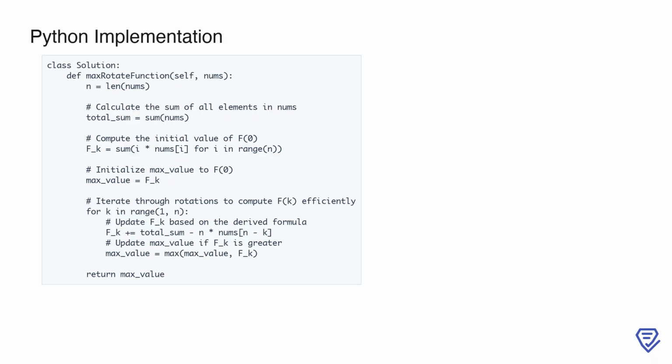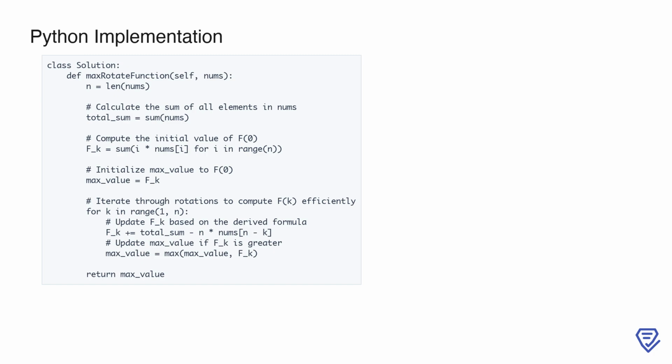This implementation efficiently calculates the maximum rotation function value for a given array. First, we note that the naive approach, which computes f(k) for all possible rotations explicitly, would be computationally expensive with a time complexity of O(n squared). Instead, we derive an optimized formula for f(k) in terms of f(k-1) to achieve a linear time complexity O(n).